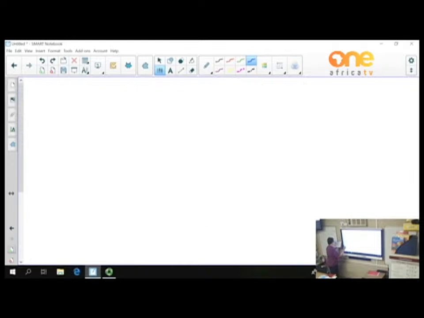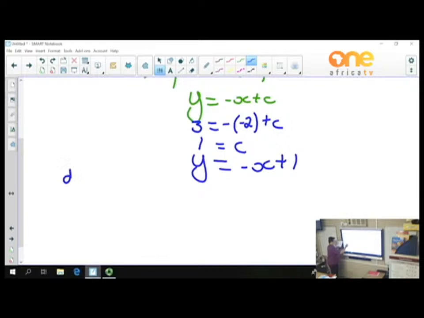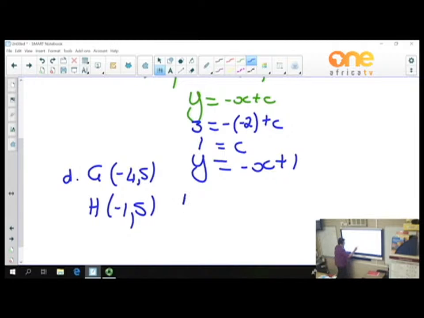Right, the next one is number D. G, which is negative 4, 5, and H, which is negative 1, 5. Right, y is equal to mx plus c. What is m? 0. M is equal to 0.